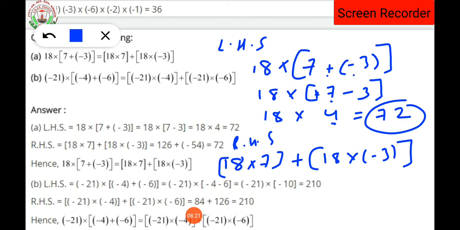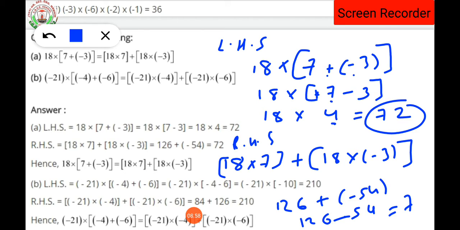Now first multiply that. 18 sevens will be 126, you can multiply in rough and see, plus 18 into 3 will be minus 54. Okay, since it is a minus, we are going to write it inside the bracket. Now open the bracket, plus and minus will be minus. So 126 minus 54. Okay, 18 sevens is 126, then 18 into minus 3 will be minus 54, plus and minus will be minus. So 126 will be subtracted with 54. We will get the answer 72.